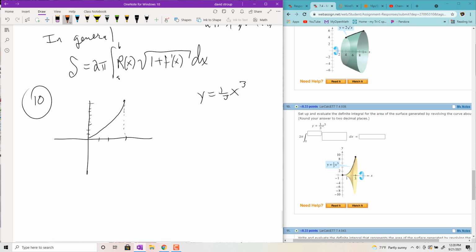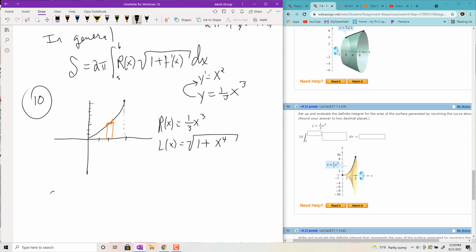Okay, you need the two elements again. You need this radius function, which is basically just going to be the height of this particular rectangle. So r of x, we could just say is 1/3 x cubed. And then the L of x, which is that square root thing, is going to come from the function that describes the curve. So I need the derivative: y prime will be 3 times 1/3 x squared, so it just ended up being x squared. So L of x will be the square root of 1 plus x to the 4th.